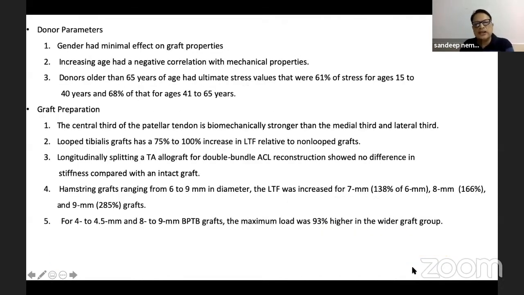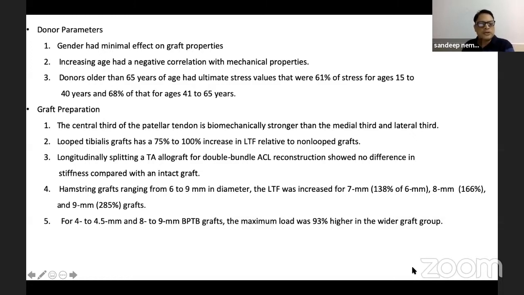Donor parameters, gender as such has no effect on graft properties. Then increasing age has a negative correlation with the mechanical properties of allografts. Donors older than 65 years of age had ultimate stress values that were 61% of that of the patients between 15 to 40 years and 68% of that of ages 41 to 65 years.